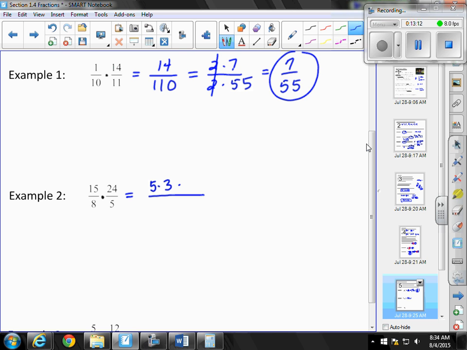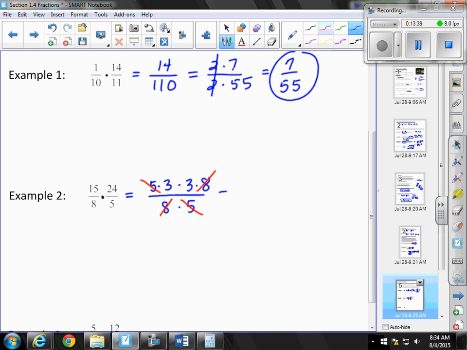I'm going to look at 24. There are lots of ways I can factor 24. But I see I have an 8 in the denominator, and I know 24 is 3 times 8. In the denominator, I have 8 times 5. Now, I did not take these all the way down to prime factors because I noticed they had a common factor. We have an 8 in the numerator and an 8 in the denominator, a 5 in the numerator and a 5 in the denominator.